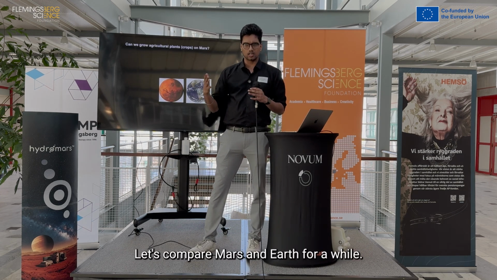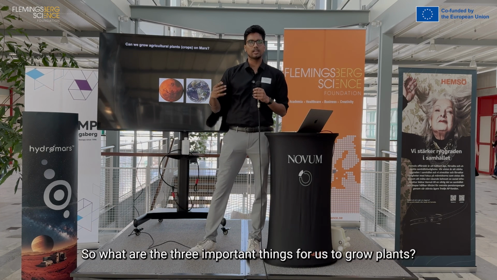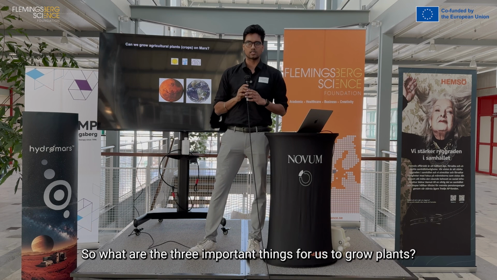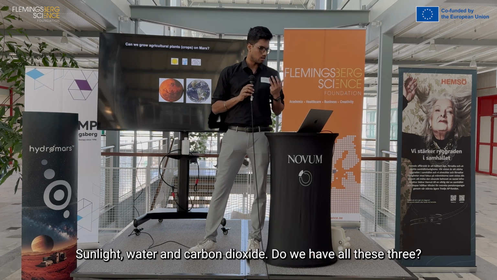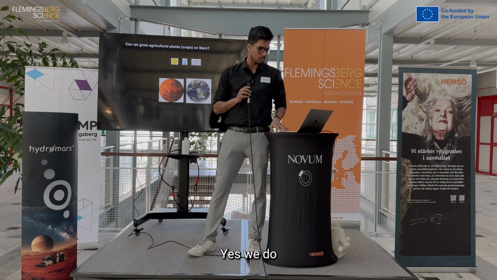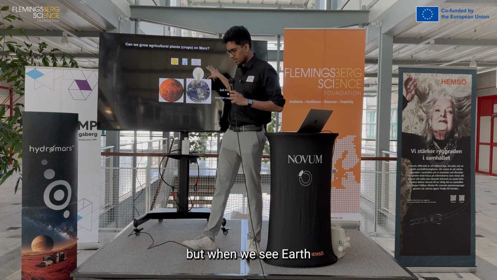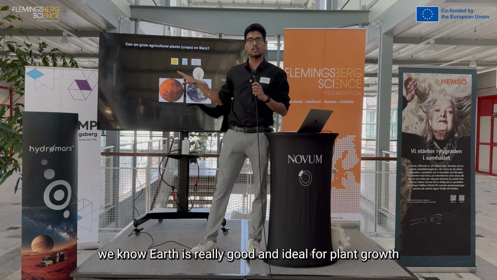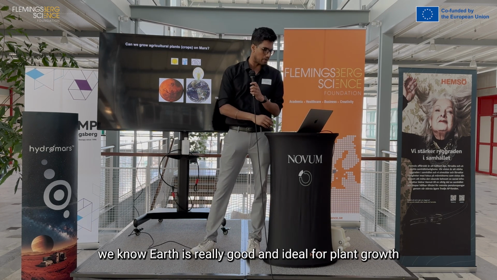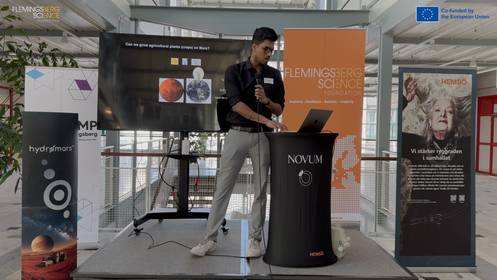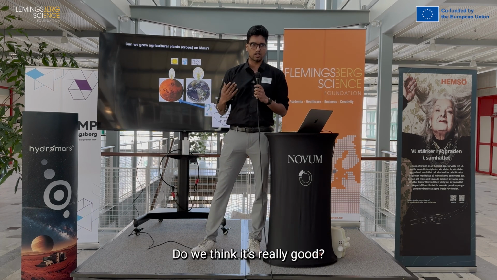Let's compare Mars and Earth for a while. What are the 3 important things for us to grow plants? Sunlight, water, and carbon dioxide. Do we have all these 3? Yes, we do. But Earth is really good and ideal for plant growth because we are growing plants on Earth. But how about Mars? Do we think it's really good?